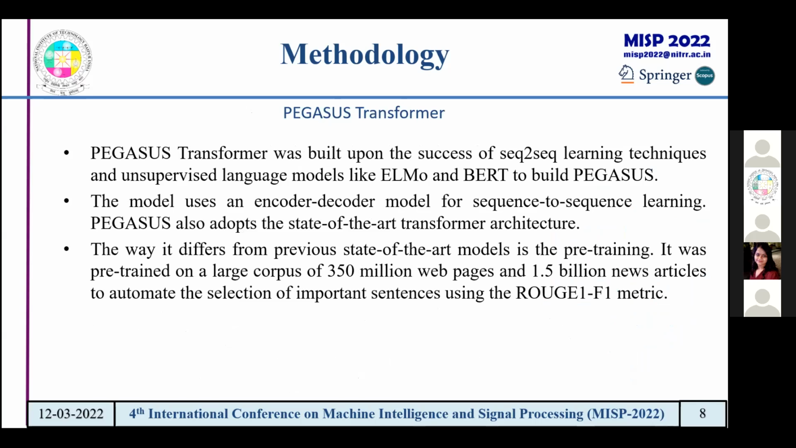And the Pegasus transformer was built on the success of sequence-to-sequence learning techniques, and it is an unsupervised model. It is a pre-trained model basically, and it was built on a large corpus of 350 million web pages and 1.5 billion news articles, and it automates the selection of important sentences using the ROUGE F1 metric, which we'll talk about ahead.